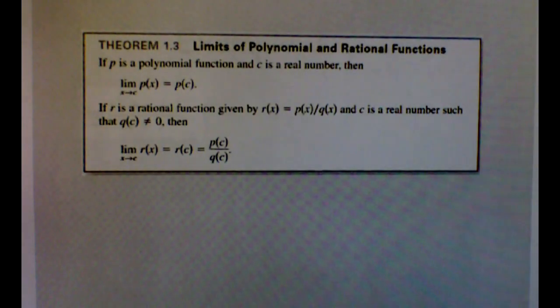We also have limits of polynomial and rational functions. If p is a polynomial function and c is a real number, then the limit as x approaches c of p of x equals p of c. That just means that in any polynomial, you can use direct substitution. If r is a rational function given by r of x equals p of x over q of x, and c is a real number such that q of c is not 0, then the limit as x approaches c of r of x equals r of c, which is p of c over q of c. Basically, in a rational function, as long as it won't make the denominator 0, you can use direct substitution.